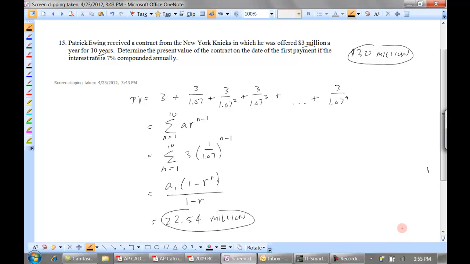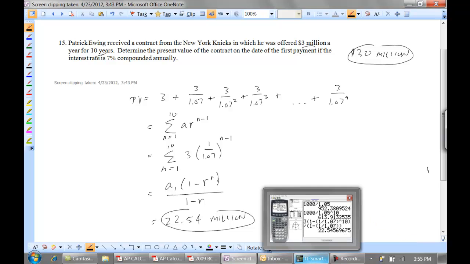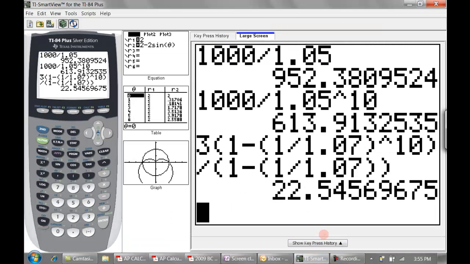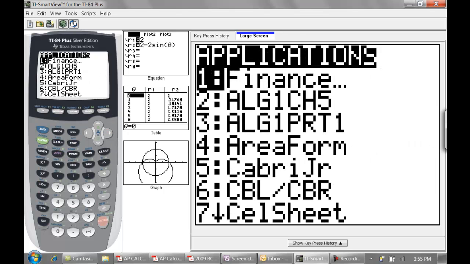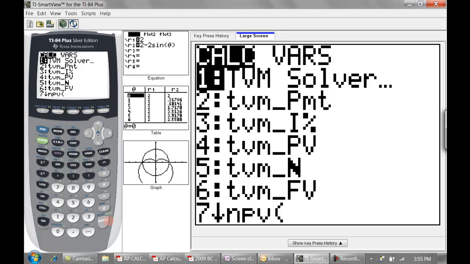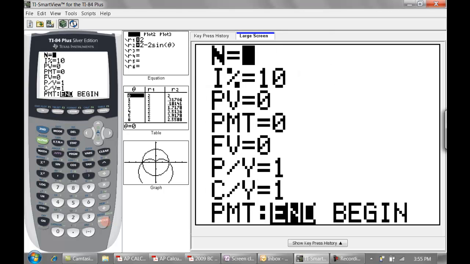Now you can also do this on your graphing calculator. It's actually a little more, I think, convoluted on your calculator, but you don't have to worry about any calculations. So you might recall from way back when, there's an apps button on your calculator, and we can go into finance mode, and we can do the time value money solver. So from the perspective of the team, they're going to pay Patrick Ewing 10 times. N is the number of times, the number of payments. The interest rate is going to be 7%, and let's see, the payment, they're going to pay $3 million.